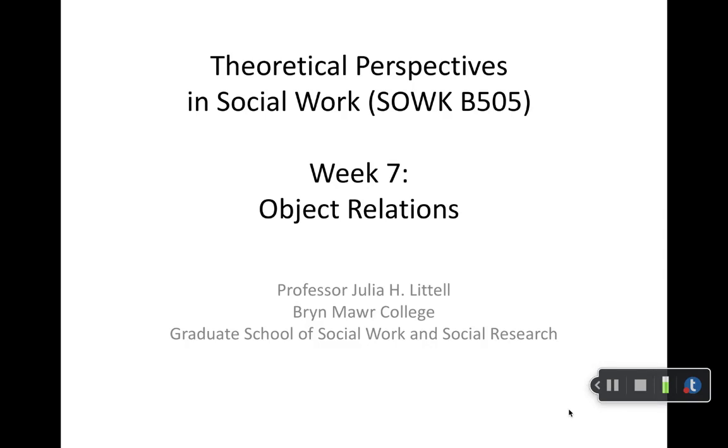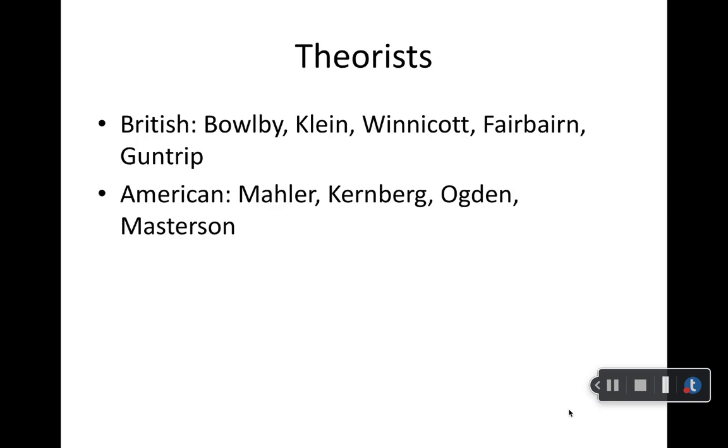Object relations theories are a set of theories that look at how we interact with other objects, and an object here is a person, place, or thing. Object relations theorists are mostly interested in how we interact with other people. There are a number of theorists that have different takes on this material, so these object relations theorists don't all agree with each other. They're described in two schools, the British school and the American school.